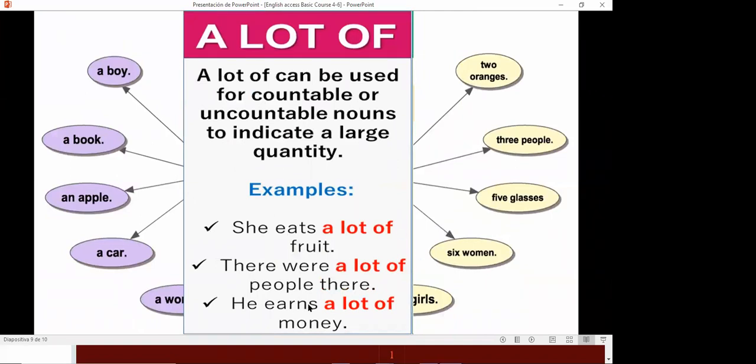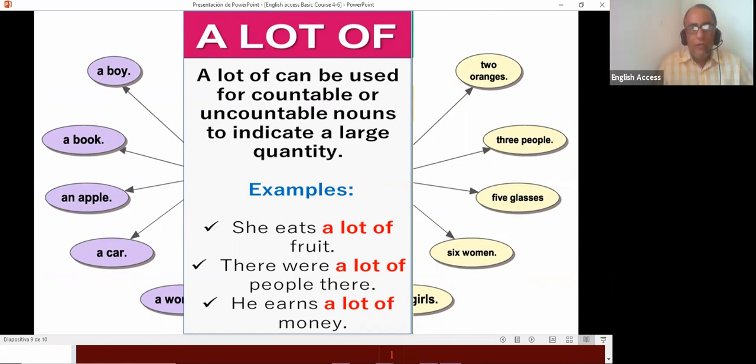La diferencia de a lot of con much. A lot of is used with all the nouns. A lot of se ocupa con todos los sustantivos. There are different nouns. Hay diferentes sustantivos. Some of them are countable nouns. Algunos se les dice contables. Countable because you can count them individually. And others you cannot count them. They are named uncountable. Y unos no se pueden contar individualmente. Tienes que ponerle alguna medida.